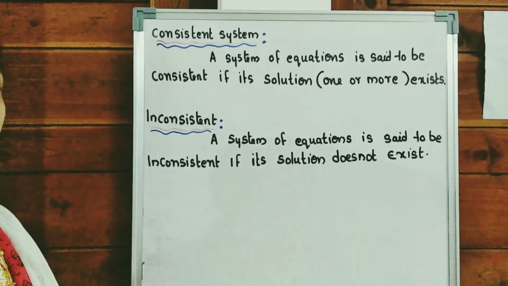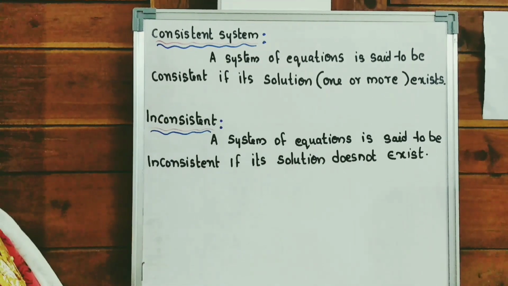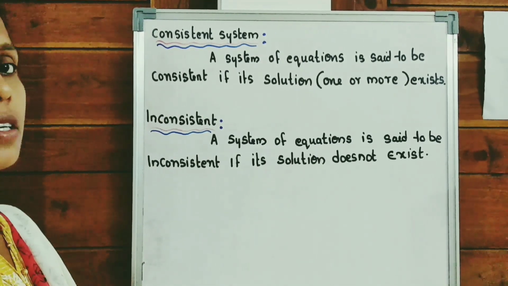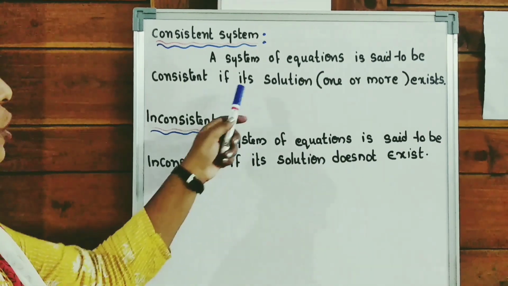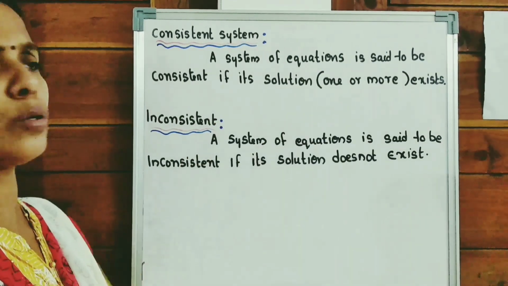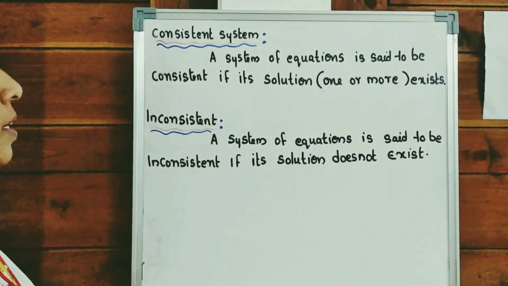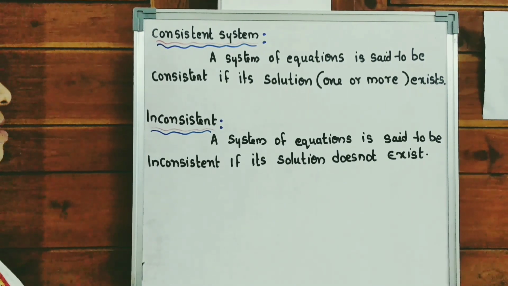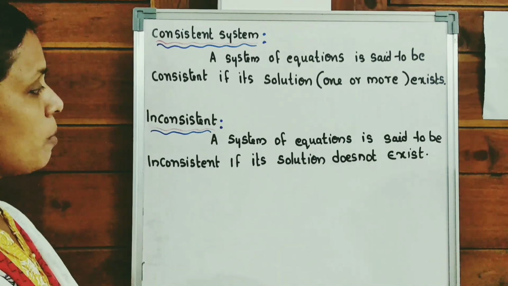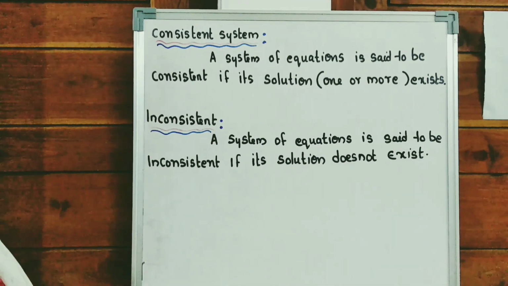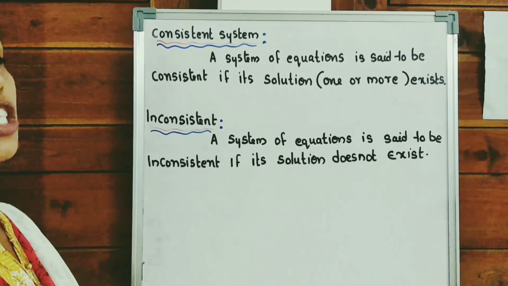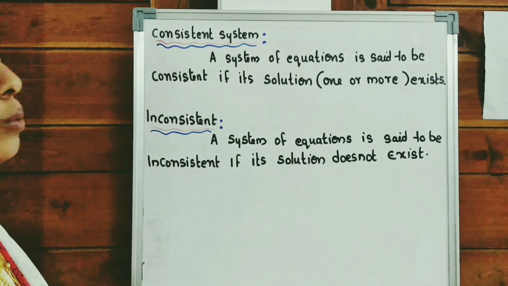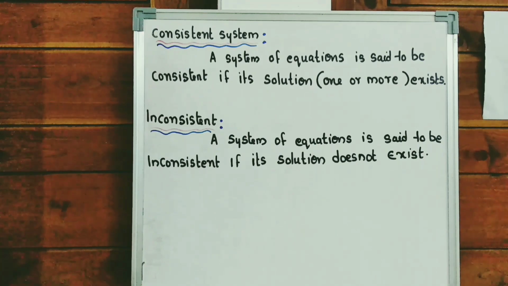Next we are discussing consistent system. A system of equations is said to be consistent if its solution, that is one or more solutions, exists. Inconsistent: a system of equations is said to be inconsistent if its solution does not exist. Inconsistent means the solution does not exist.